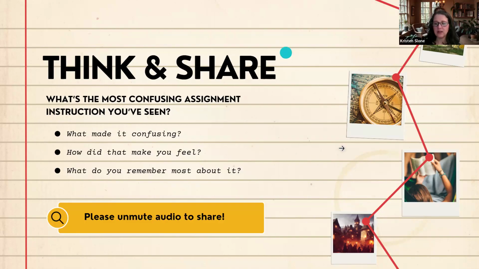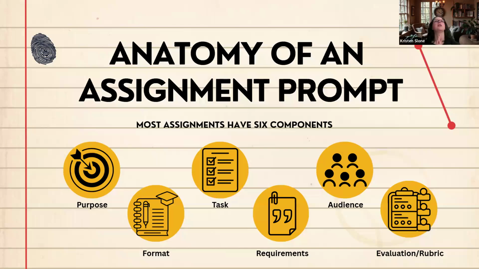All right. So let's go ahead and start talking about the anatomy of the assignment prompt. Now, realize this is not the end all be all etched in stone, right? This is just a general set of components. Most assignments are going to have these six parts. You may see something here and there that's got a couple of different things attached, but for the most part, your assignment is going to have six components, and those are a purpose, which is why you're doing it, a task, an audience, a format, requirements, and then an evaluation or a rubric.